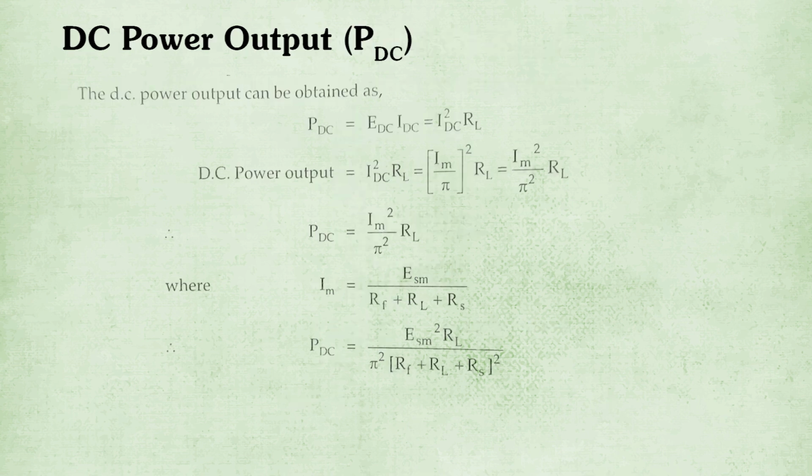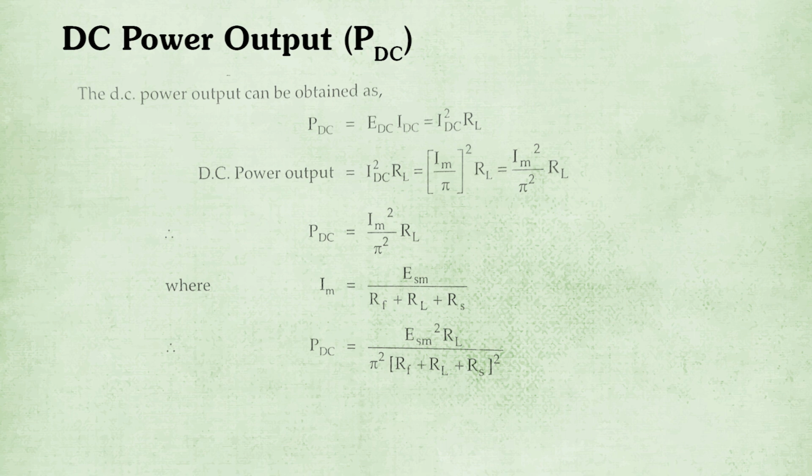Next is the DC power output. It is denoted by PDC. So, the DC power output can be obtained as PDC equal to EDC into IDC. Here the DC power output is nothing but the power which we are getting at the load side. It is obtained from the average value of voltage and current.